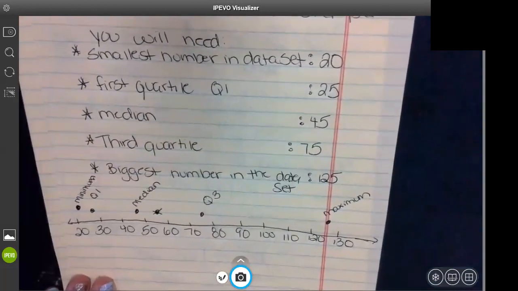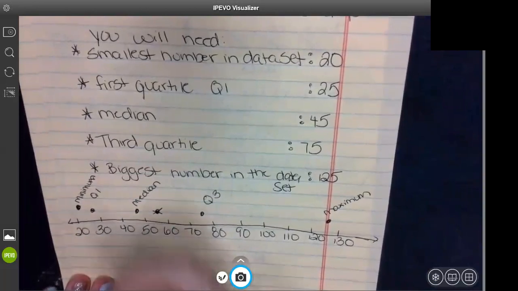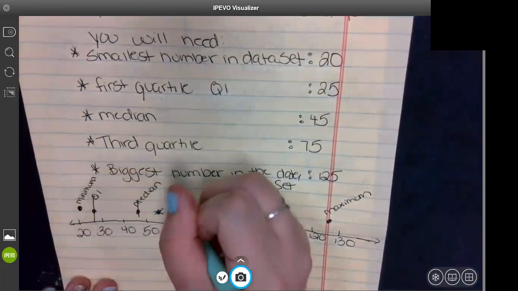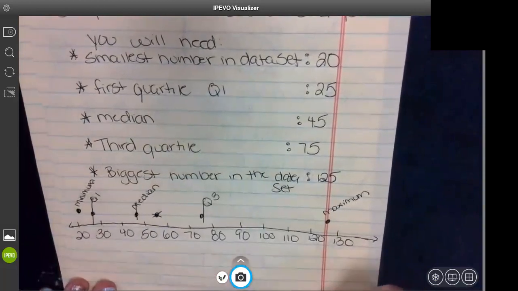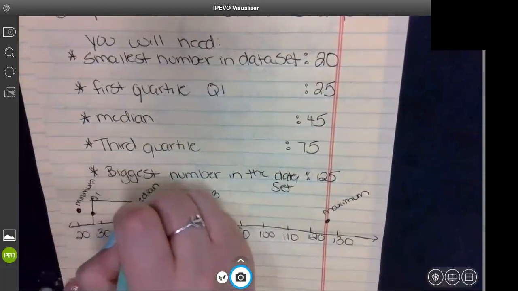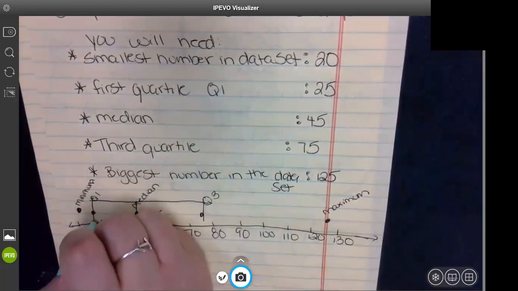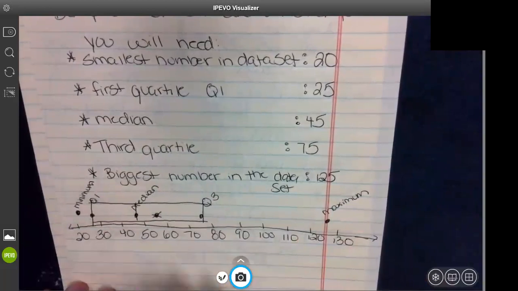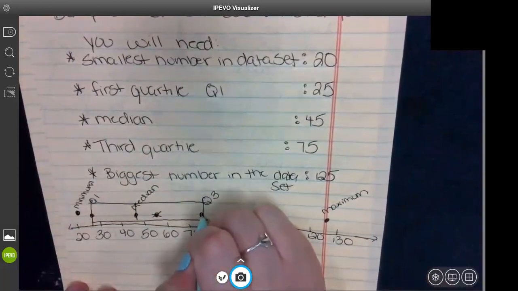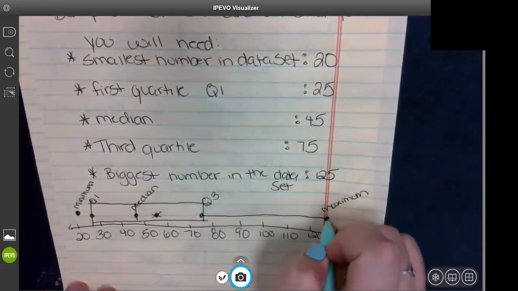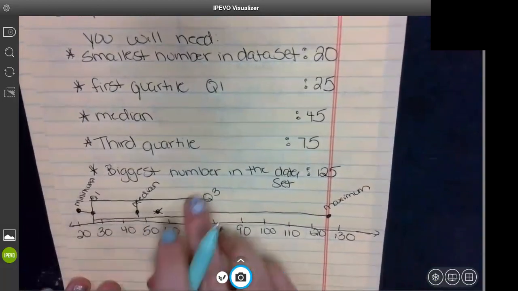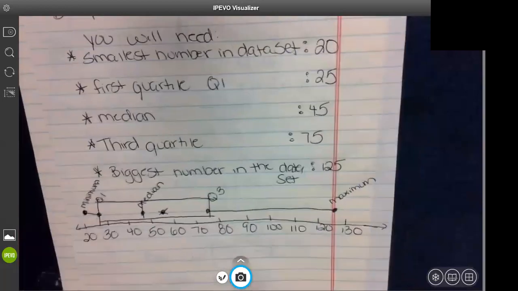So now that we have these 3 dots, what we're going to do is draw a line through Q1, the median, and Q3. Then you're going to connect the 3 lines to create a box. So that's the box. And your whiskers are going to be connecting Q3 to the maximum and Q1 to the minimum. And this is a box. And then those are your whiskers.